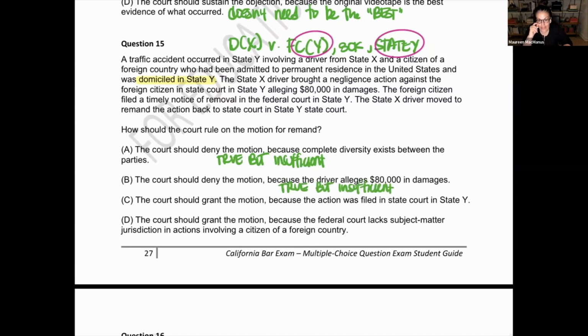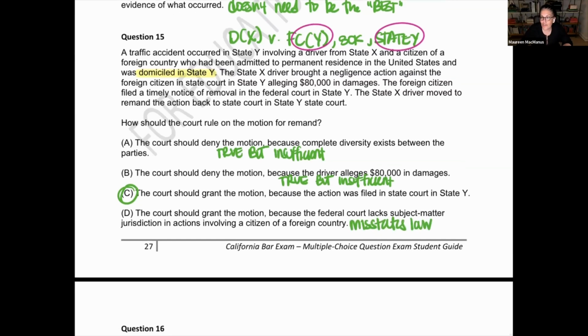The court should grant the motion, which is what it should do, because the action was filed in state court and statewide. That is the valid reason, because we're looking for the fact that the defendant is a citizen of statewide. This is like the forum citizen bar. And then the court should grant the motion because the federal court lacks SMJ in actions involving a citizen of a foreign country. This just misstates the law. So C is our correct answer here.